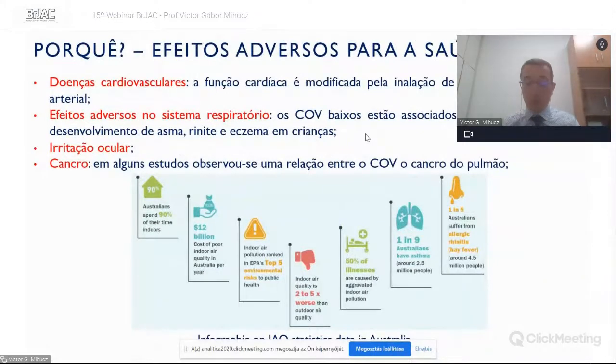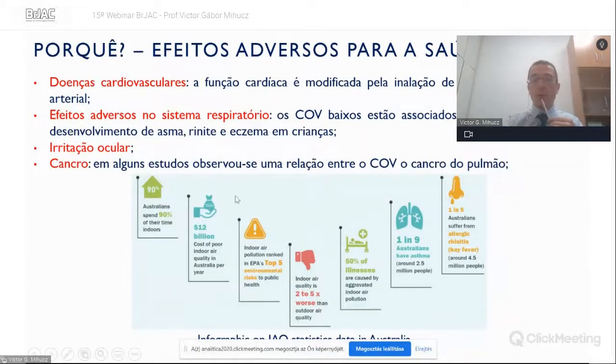I think that I have already convinced you why it's important to perform indoor air quality studies, mainly because these indoor air pollutants exert adverse health effects. These adverse health effects can be cardiovascular diseases. These indoor air pollutants can cause respiratory tract diseases or irritation, for example, eye irritation. And there were also some studies linking the volatile organic compound concentration in the indoor air or on the surface of the particles to lung cancer.